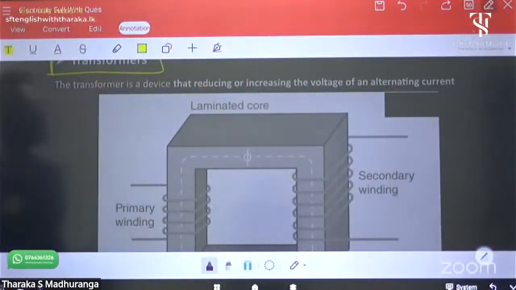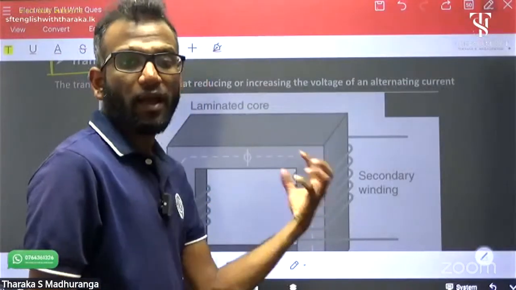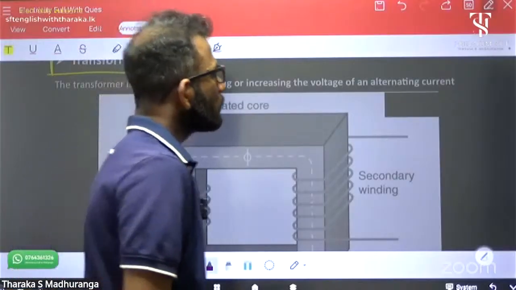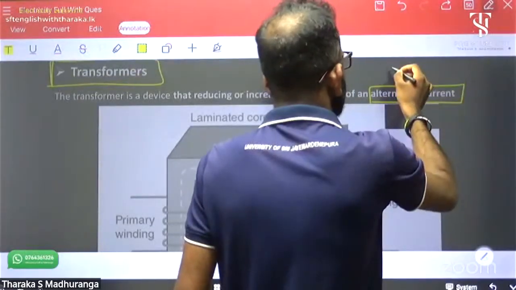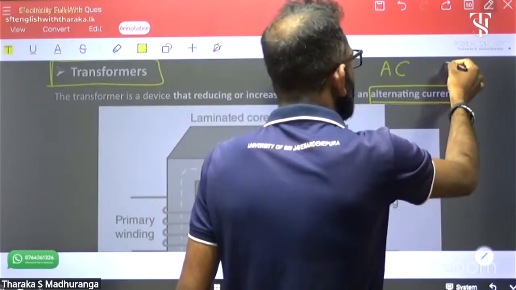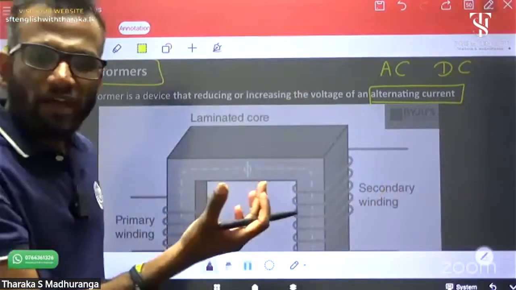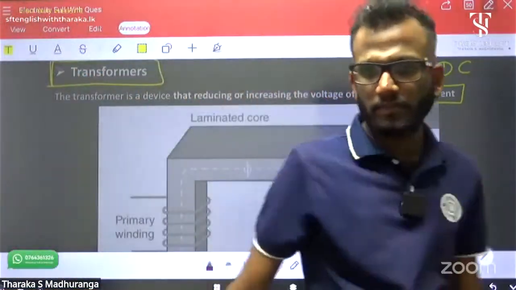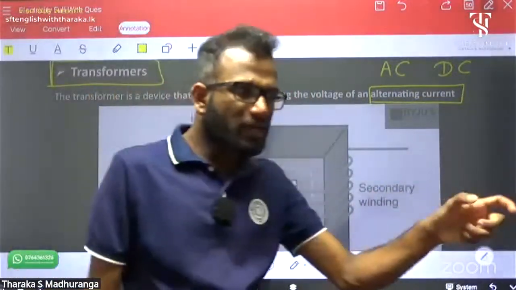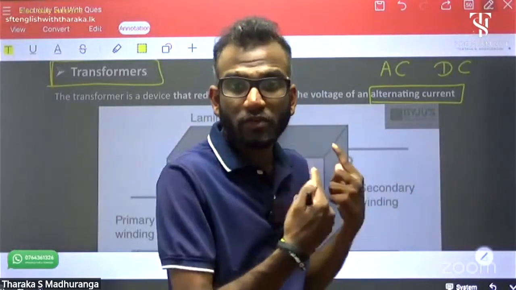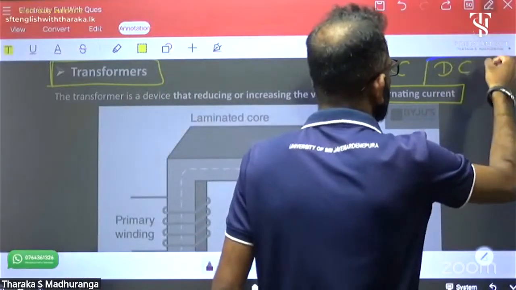Okay, a transformer is a device for reducing or increasing the voltage of an alternating current. Alternating and direct current I will explain. AC and DC. Alternating current means AC. Direct current means DC. Normally, a battery or any storage device always provides direct current. I will explain the difference in the final part. If you have a plug and the normal electricity, it is always alternating current. And if you have a battery, that's direct current, DC.